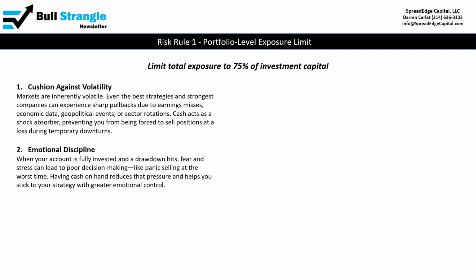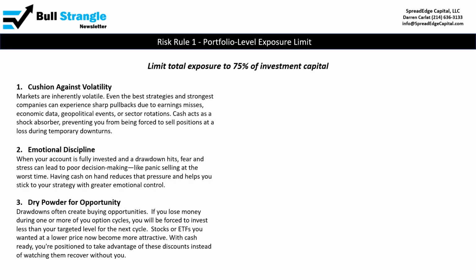Second is emotional discipline. When your account is fully invested and a drawdown hits, fear and stress can lead to poor decision making, like panic selling at the worst time. Having cash on hand reduces that pressure and helps you stick to your strategy. Next, dry powder opportunity. Drawdowns often create buying opportunities. If you lose money during one or more of the option cycles, you will be forced to invest less than your targeted level for the next cycle. Stocks or ETFs you wanted at a lower price now become more attractive. With cash ready, you're positioned to take advantage of these discounts instead of watching them recover without you.